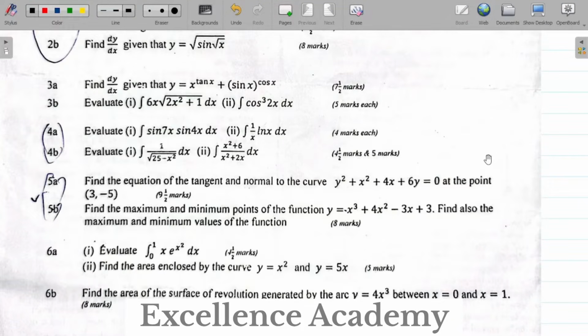Okay, so let's look at part 2 of the calculus exam revision. Let's look at question 4a. Question 4a says evaluate the integral of sine 7x sine 4x dx. Okay, 4ai, so solution there.